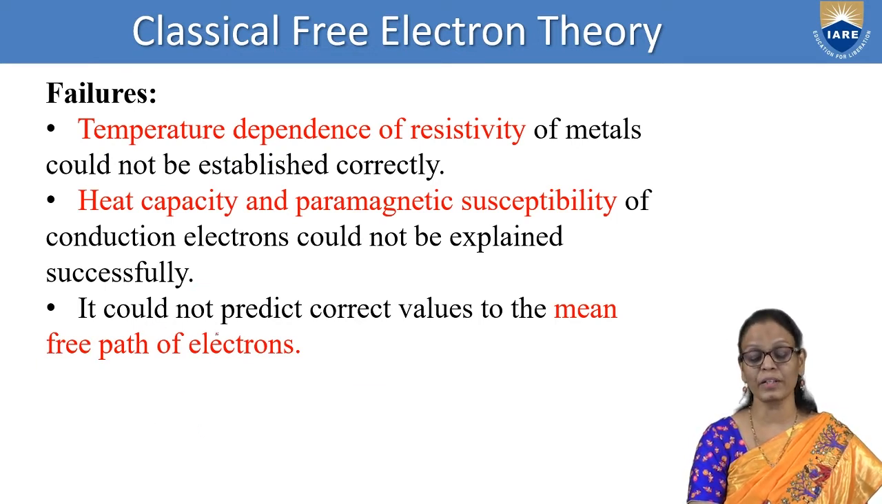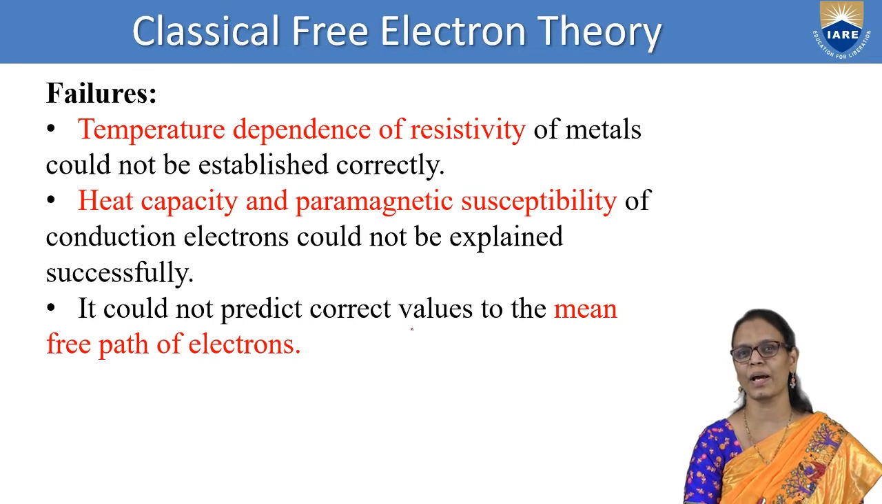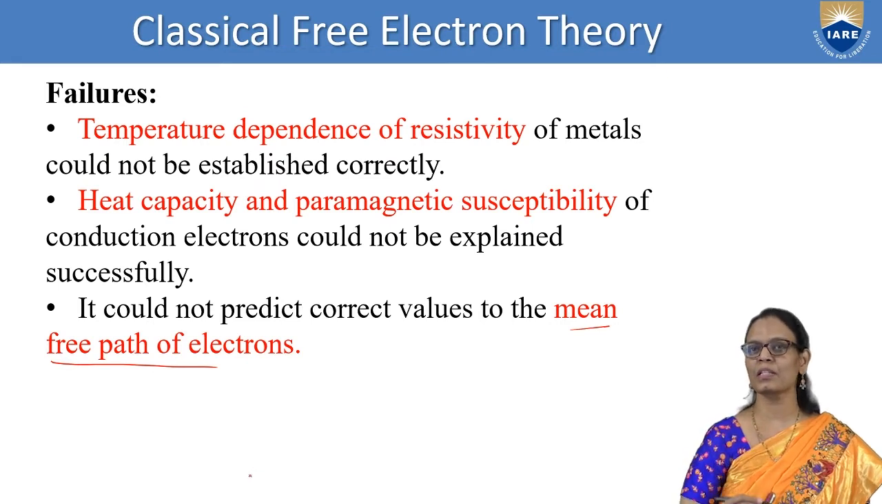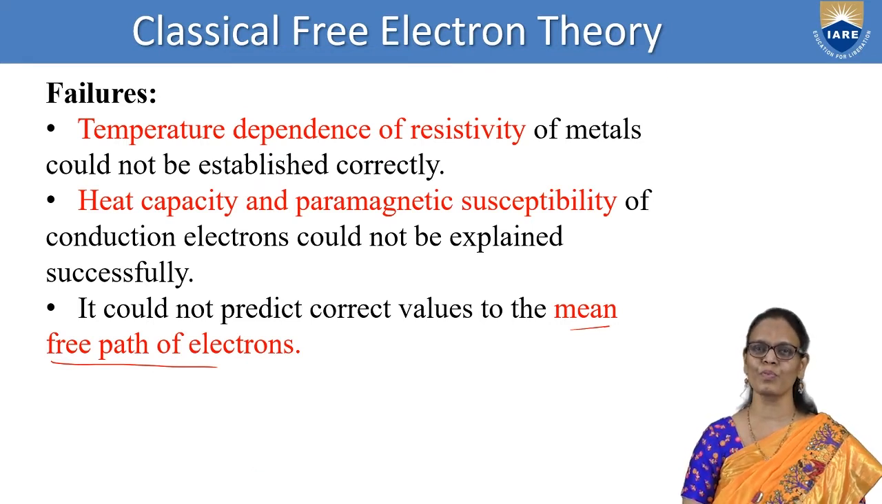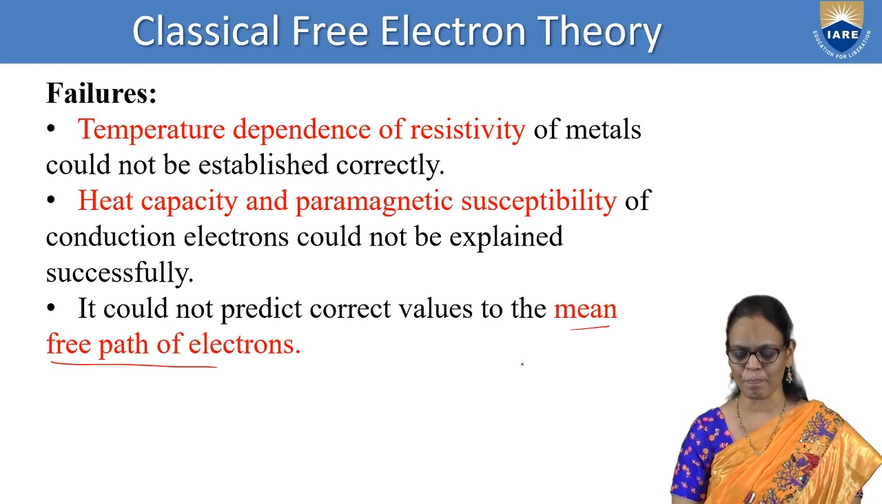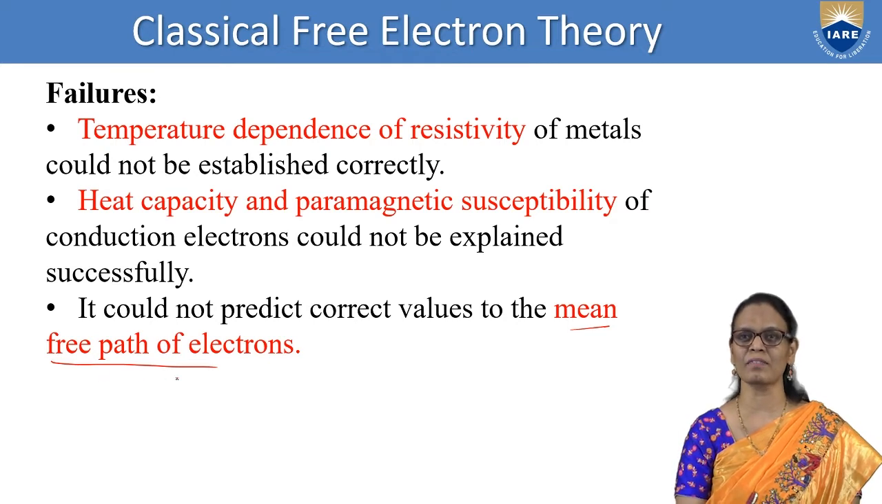And also, it could not predict the correct values of the mean free path of the electrons. What is mean free path? We said in between the collisions, these electrons move with uniform velocities. And what is the mean path or the average path traveled by the electrons? They could not predict the correct values with the help of this theory. So these are the failures of classical free electron theory.